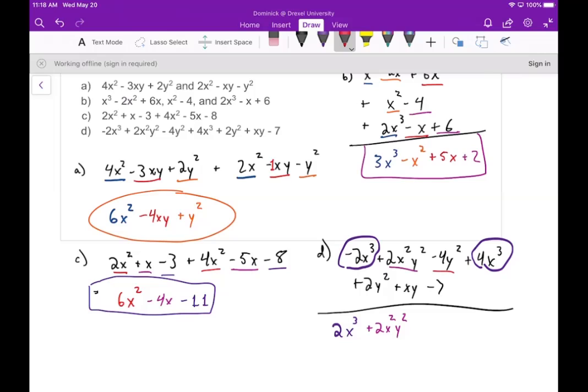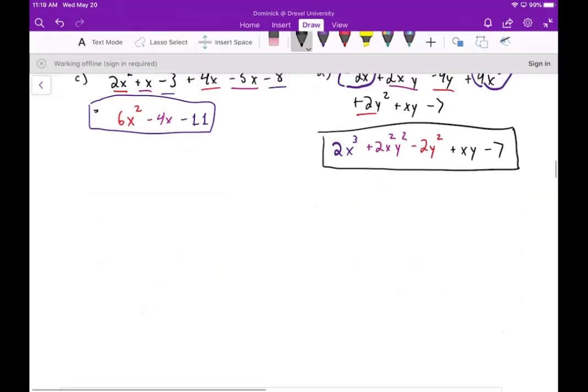Then we have a minus 4y squared and a plus 2y squared. So together they're minus 2y squared. And then we have 2 terms left that are just sort of by themselves. They don't have any other like terms. So we're just going to bring down the plus xy minus 7. And that's our final answer there.